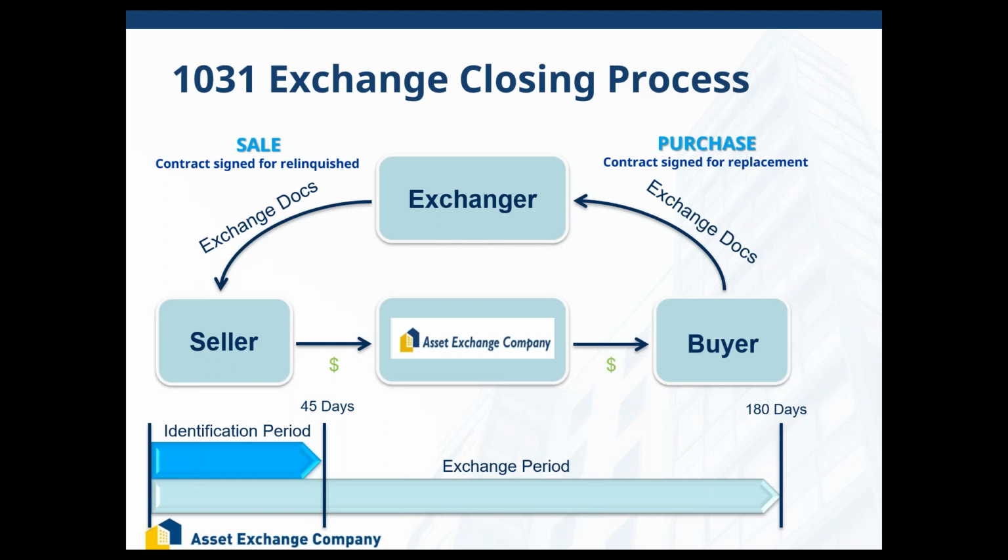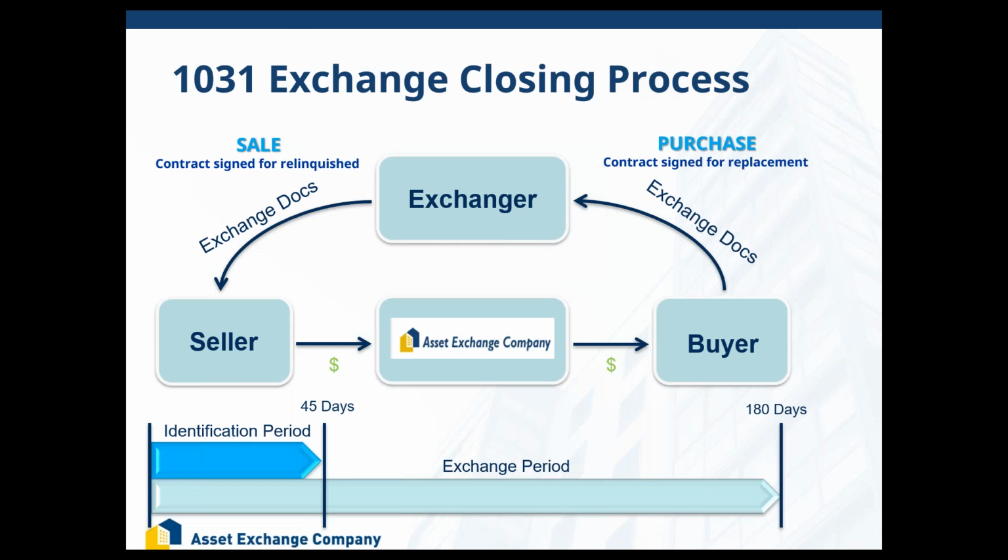The sale takes place of the relinquished property. Once that transaction takes place, then that clock starts ticking, right? 180 days to close. The first 45 days is the identification period. We're going to be sending out the identification ID letter. The client's going to be filling it out, getting it back to us by midnight of the 45th day.